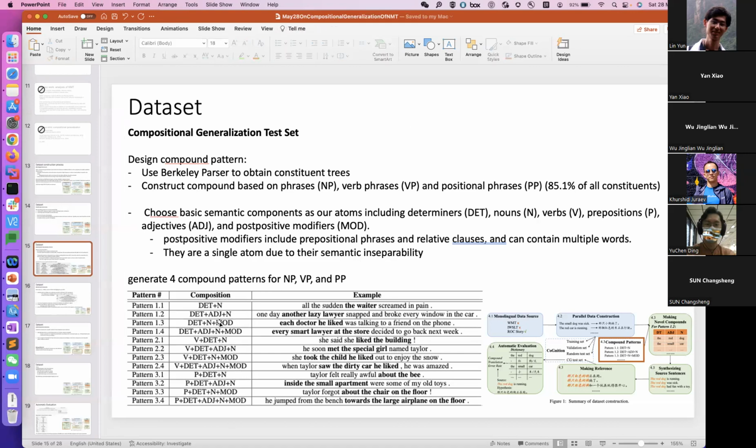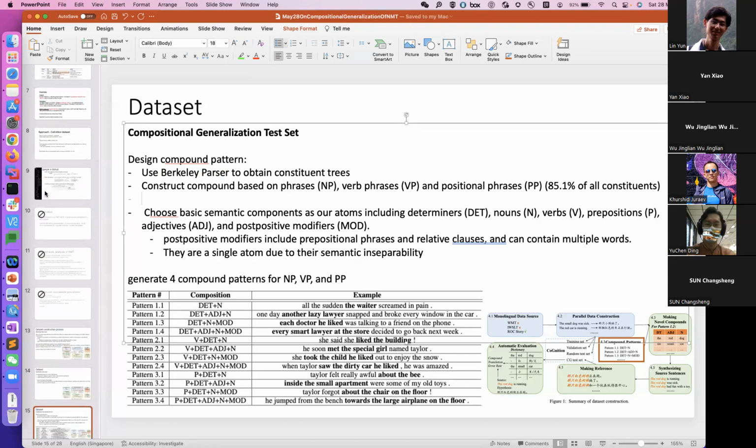For example, here the post-positive modifier is "he liked". So this item consists of two words, but I think the result comes directly from the parser. Okay, from Berkeley. I remember there is still a Stanford parser. Okay, we can move on.